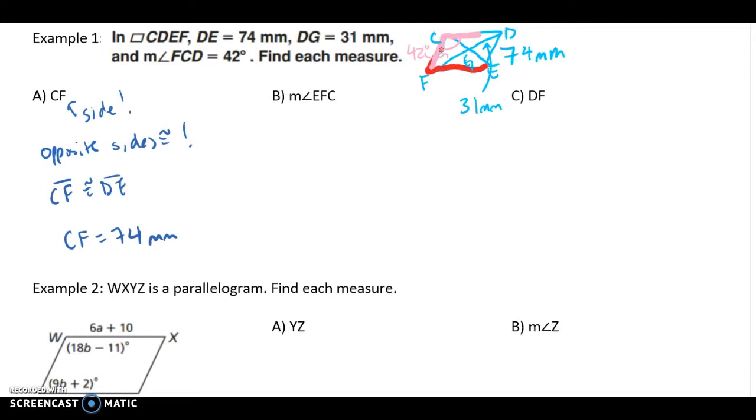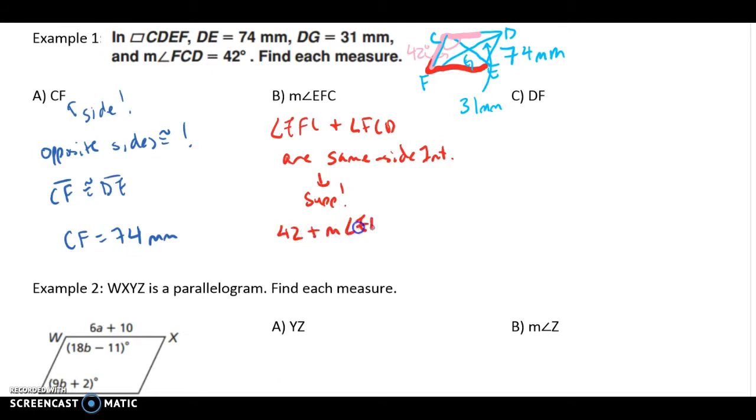Well, what do you know about angles EFC and angle FCD? Well, they are same side interior, or consecutive, right? Which makes them supplementary. So that means 42 plus whatever the measure of angle EFC is, that should all add up to 180, right? So that makes my work pretty simple. Just subtract to get 138 degrees.